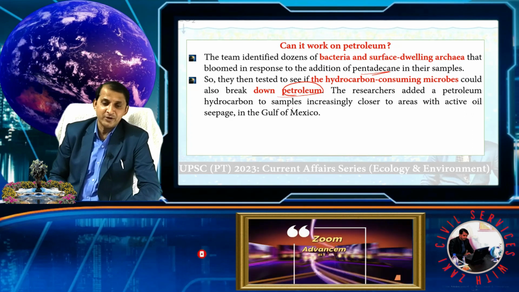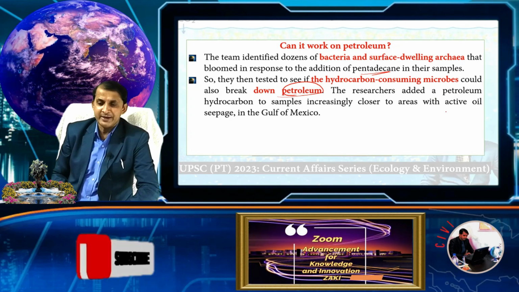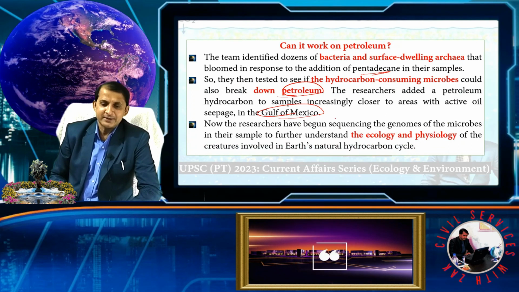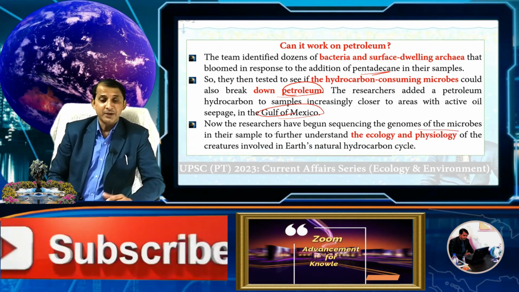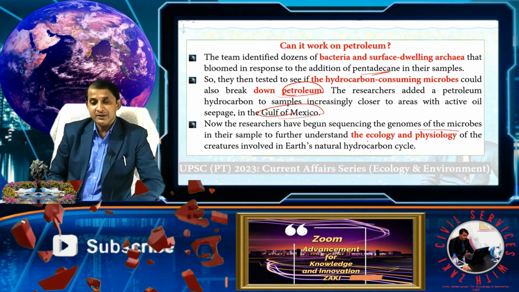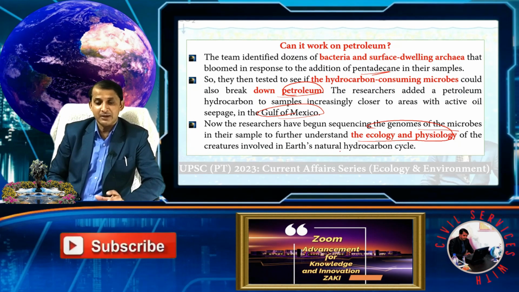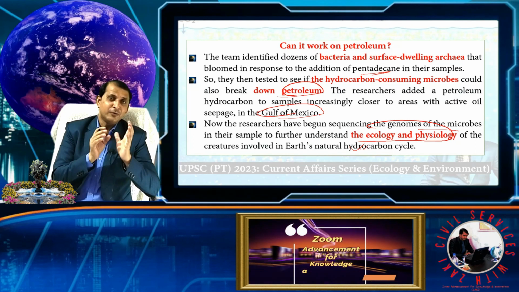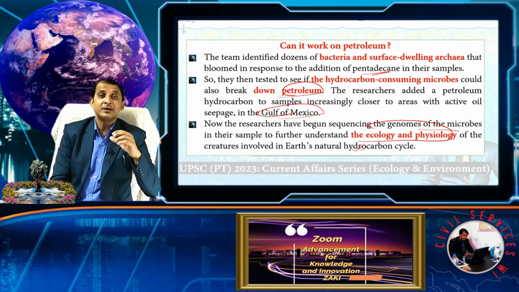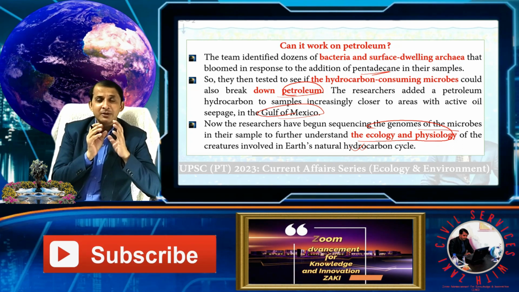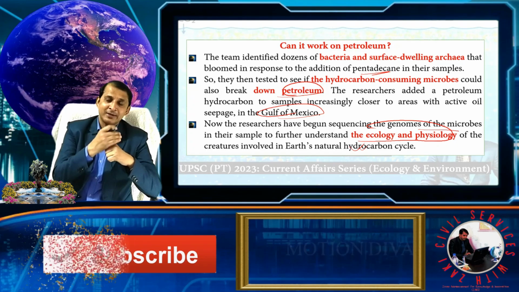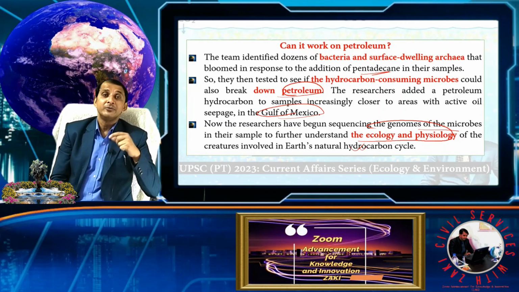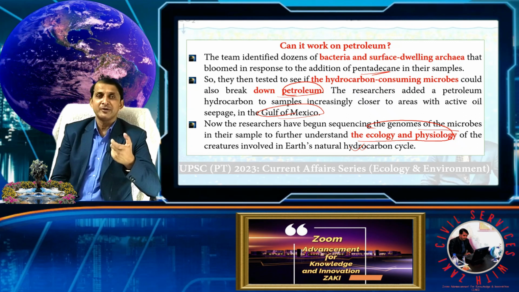So the researchers added petroleum hydrocarbon to samples increasingly closer to the area with active oil seeping, basically near the Gulf of Mexico. Now the researchers have begun sequencing the genomes of the microbes in the sample to further understand the ecology and physiology of the creatures involved in the Earth's natural hydrocarbon cycle. Scientists are using the genome sequences of these microbes to see how they can recycle pentadecane, how changes in the genetic material may make them useful for petroleum products.